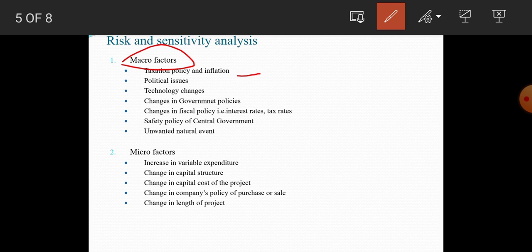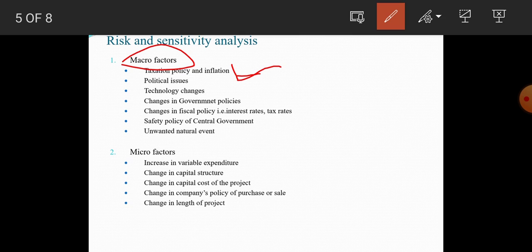There is taxation policy. So if the government has decided to increase the GST on certain products and to reduce the GST on certain products, it is not in our hand. And also inflation. So if the prices of the raw materials have increased due to inflation, the prices of crude oil and petrol have increased, the transportation charges have increased. So due to inflation, the product cost can increase. So that is also not in our hand. So taxation policy and inflation.